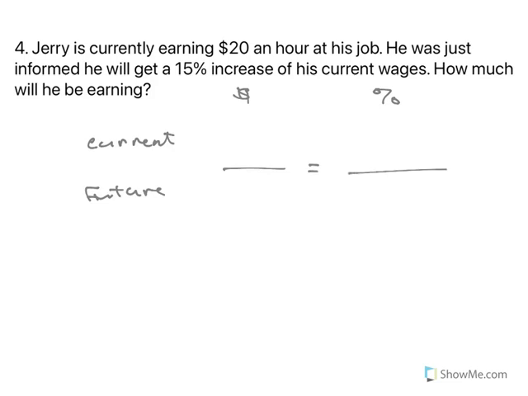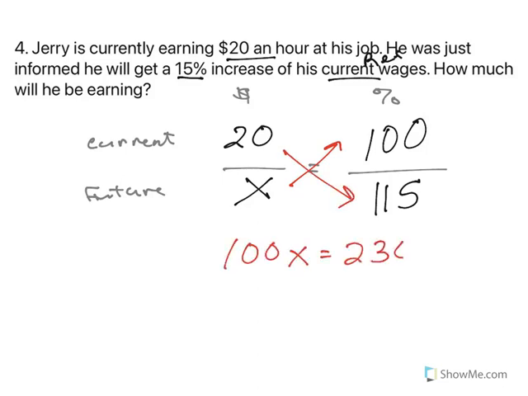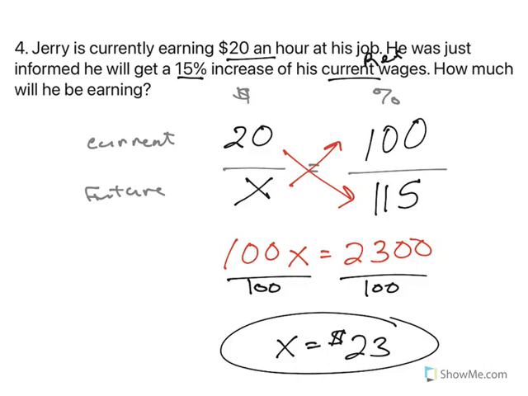So let's go back. Currently, he's earning $20. So dollars current is 20. He was just informed he will get a 15% increase of his current. That means current is the reference. So current is 100. The future would be 115. And we are trying to find his future wage. So we cross multiply and we get 100x equals 2300. Divide both sides by 100. And x equals $23. So Jerry's future wage will be $23.